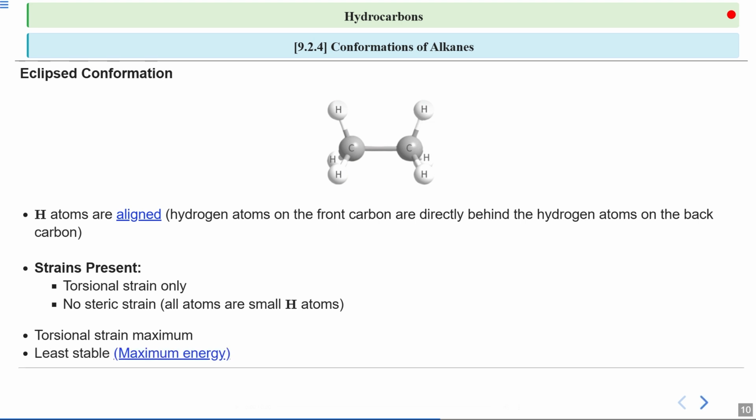Hence, we can conclude that the eclipse conformation is the least stable one due to its high repulsion and maximum energy. Of course, this is happening because of the alignment of the atoms, I would say specifically the hydrogen atoms, in which the carbon-hydrogen shared pair of electrons are occurring in front of each other, making them an energetically unfavorable arrangement.